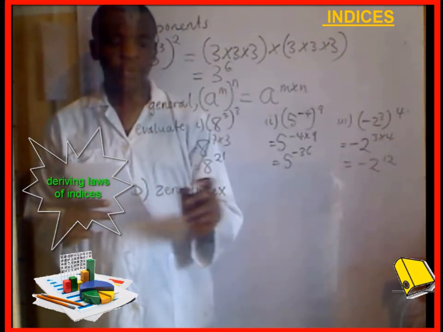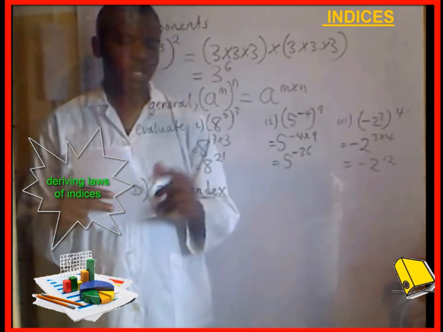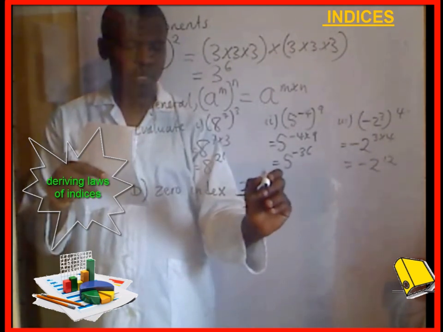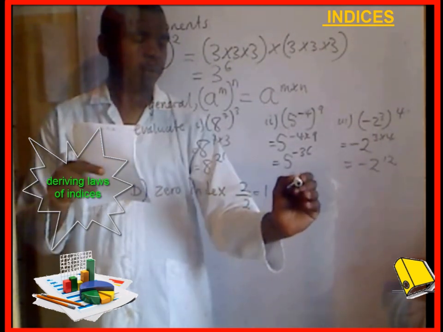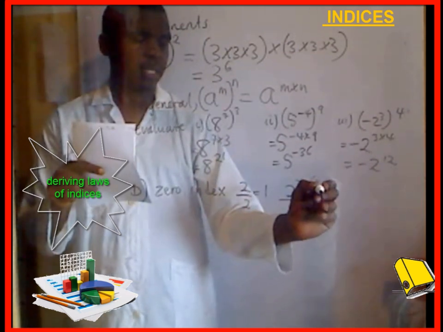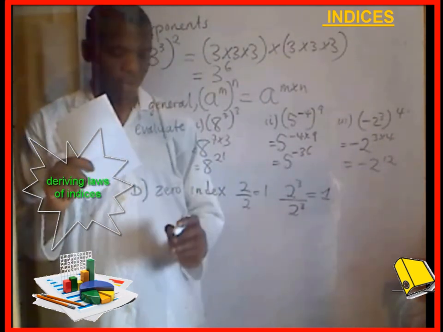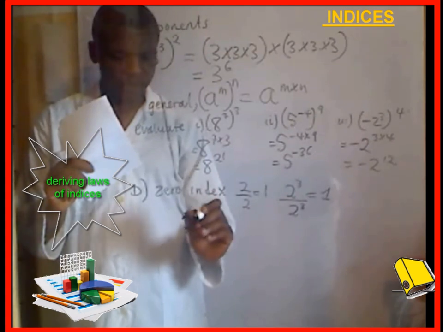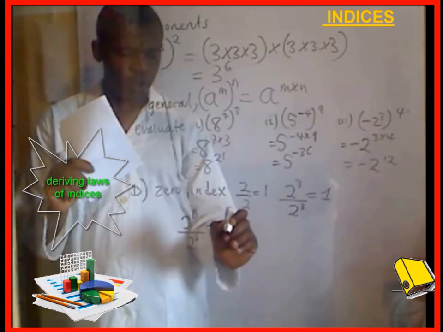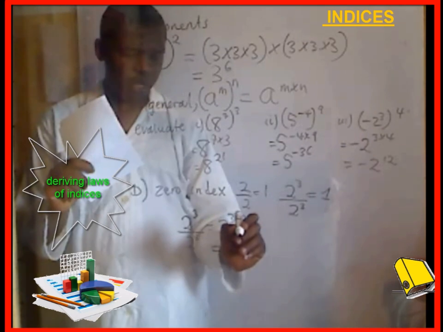Let's now look at the fourth law, which concerns the zero index. Let's do a demonstration. If I have 2 all over 2, the answer there is 1. 2 raised to the power 3 all over 2 raised to the power 3, the answer there is 1. If I apply the second law, 2 raised to the power 3 divided by 2 raised to the power 3 will be equal to 2 raised to the power 3 minus 3, which is equal to 2 raised to the power 0.